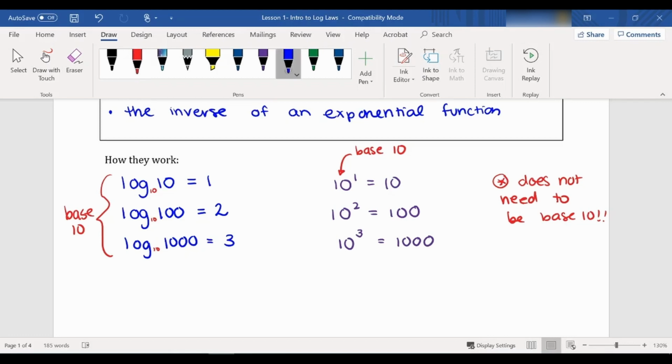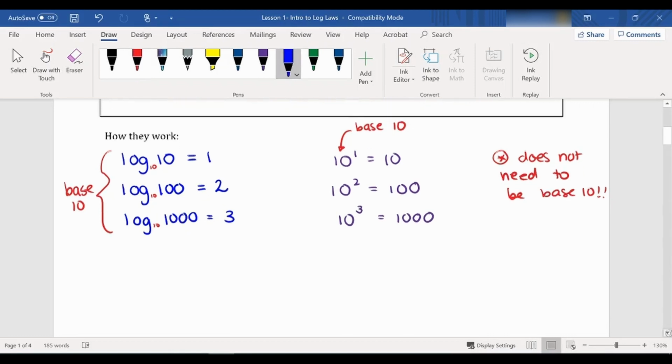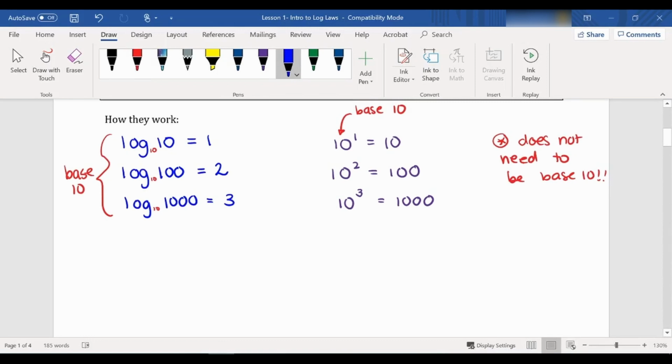If I wanted a different base, I would have to write in that little number by the g. I would write something like log base 4 of 4. This tells me my base is 4. And so I'd be asking 4 to what power gives me 4? Well, 4 to the power of 1 gives me 4. So this is equal to 1.